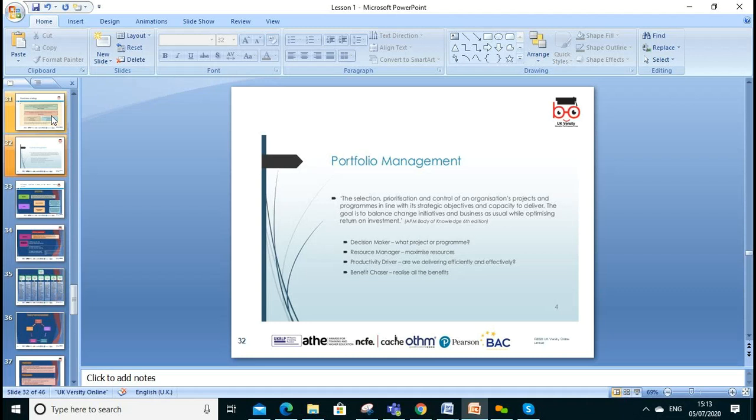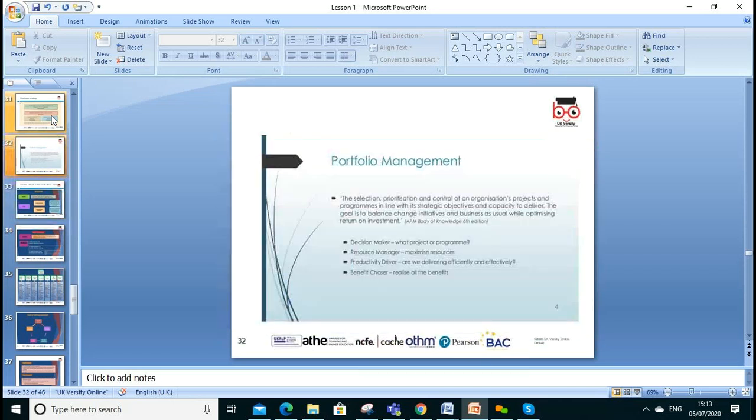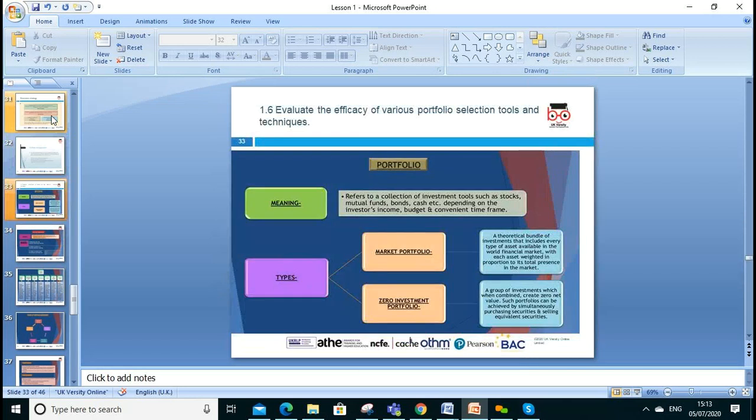Anybody any questions? So these are the different definitions of strategy. We can use it. And then portfolio management is the selection, prioritization and control of the organization's projects and programs in line with the strategic objectives and capability to deliver. So we can look at the decision makers: what projects and programs, resource managers maximizing the resources, productive drivers. Are we delivering efficiently and with benefits?